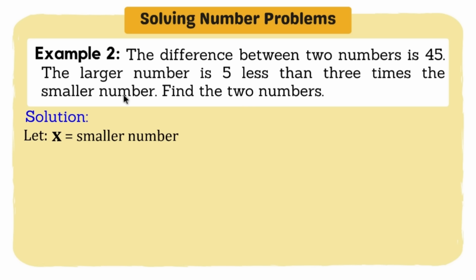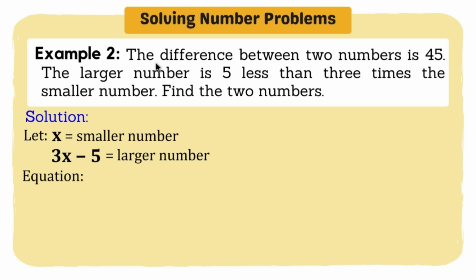Let us translate this algebraic statement into algebraic expression. So, paano po yon? It will be 3x minus 5. Bakit? 3x is yung 3 times the smaller number. Okay? And then yung minus 5, yun na po yung 5 less than. Okay? So, it will now be the larger number, 3x minus 5. Next one is the equation.